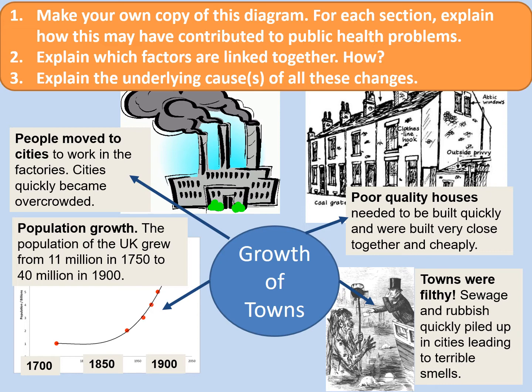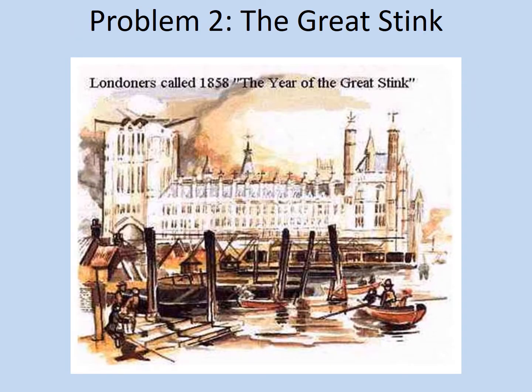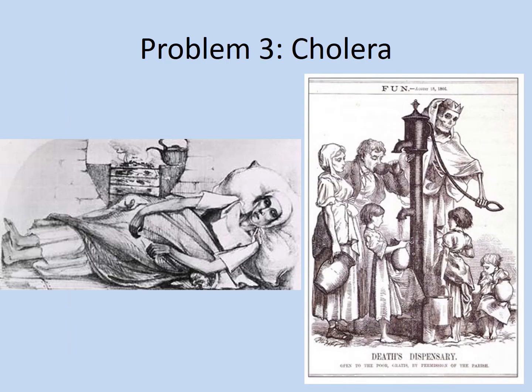So now we've had a look at some of the ways that the growth of towns made things worse in terms of public health, let's extend it further. This is the first problem we'll study, overcrowding and slums. Problem number 2, the Great Stink of 1858. Problem number 3, cholera.